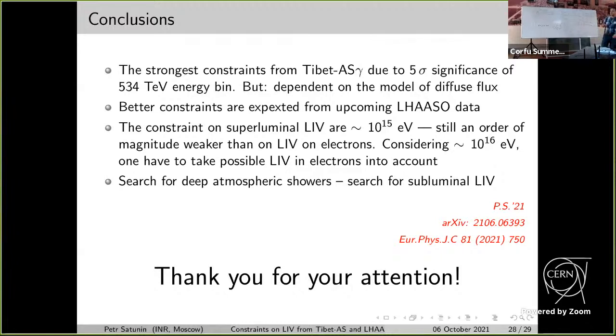And if you want to go up to this MLV scale, you should take into account LIV in electrons. And if you want to search for subluminal LIV, I think one should make some analysis searching for deep atmospheric showers. Okay, thank you for your attention.